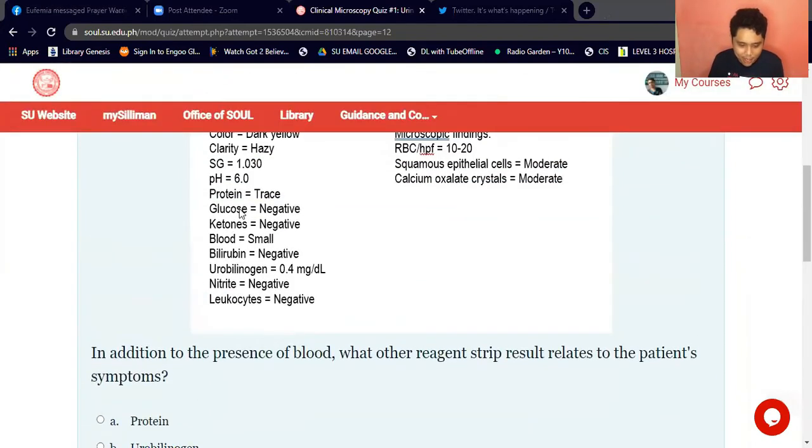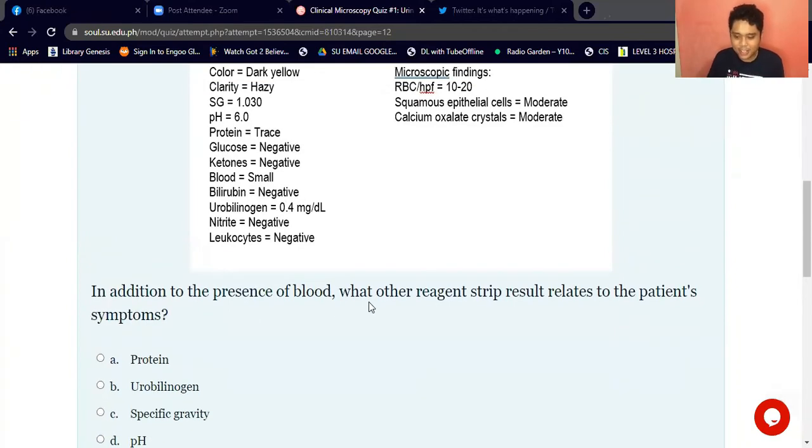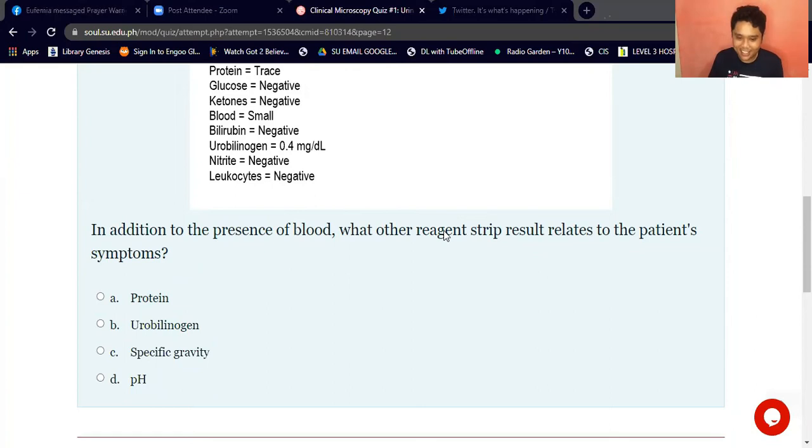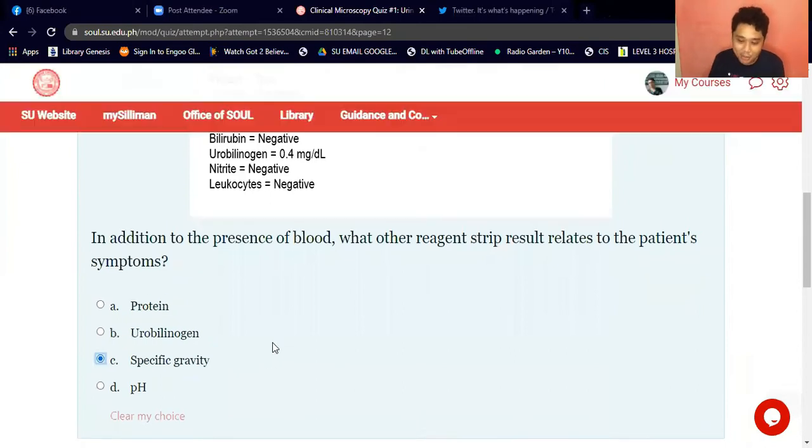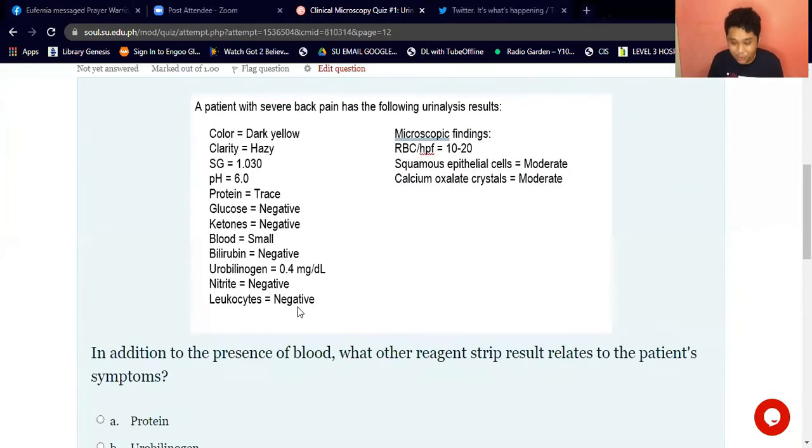Alright? If you see the results here, you can say that it's because of this, that's why it matches the described symptoms. Yes, Jesus. Your SG. Very good. Specific gravity. Remember, your specific gravity is highly concentrated.